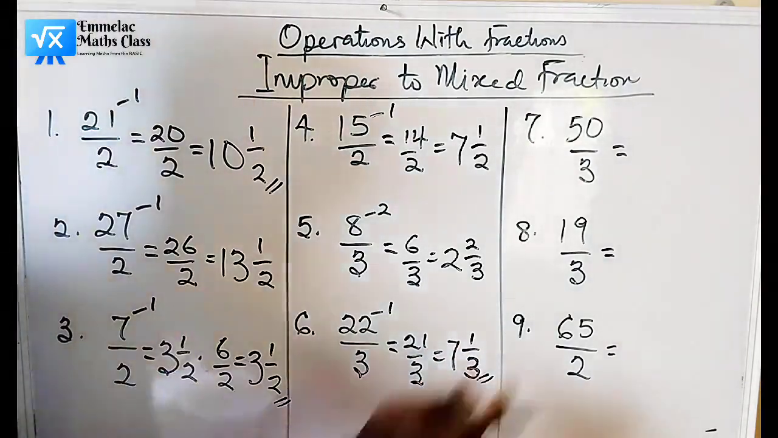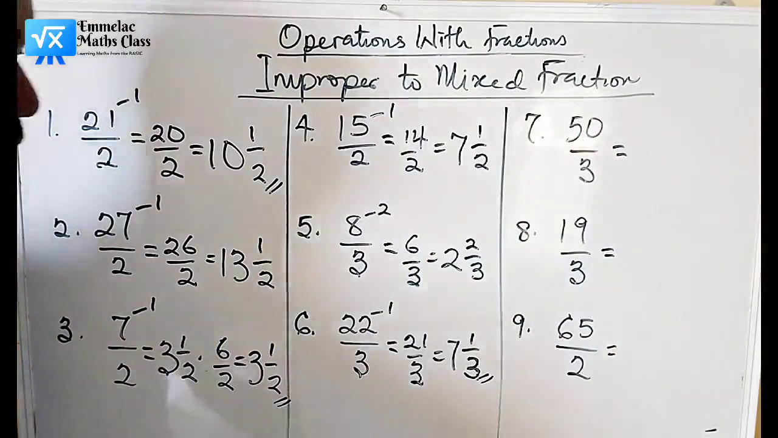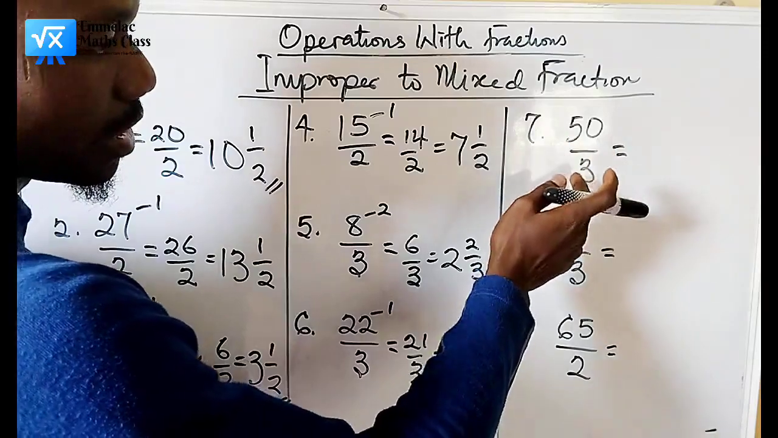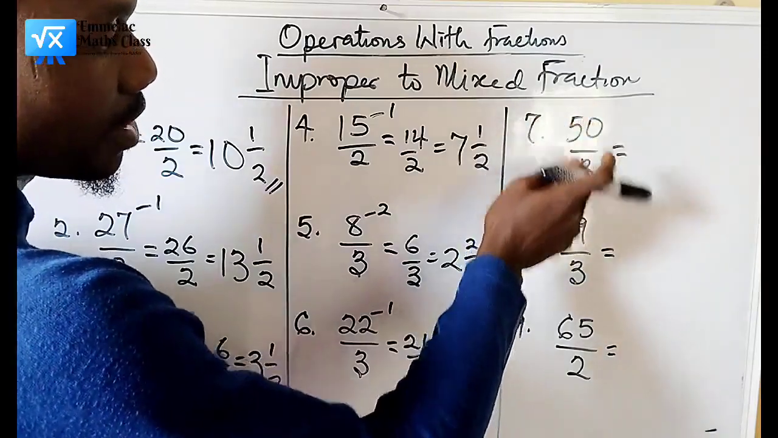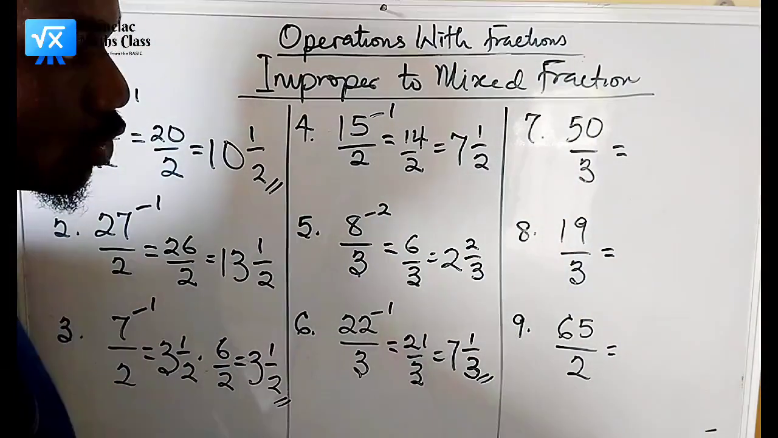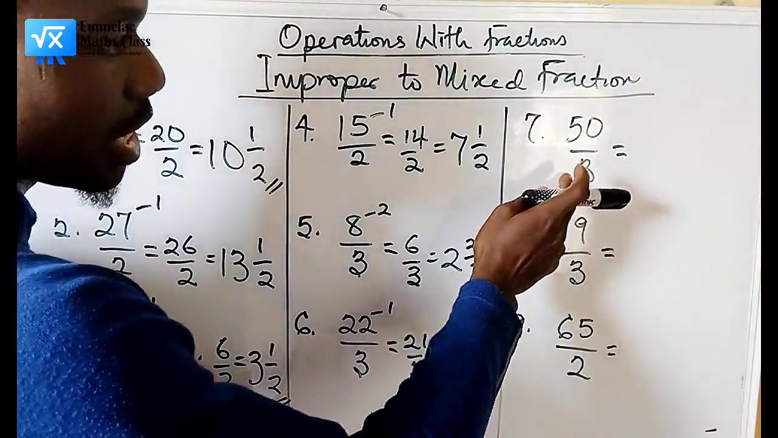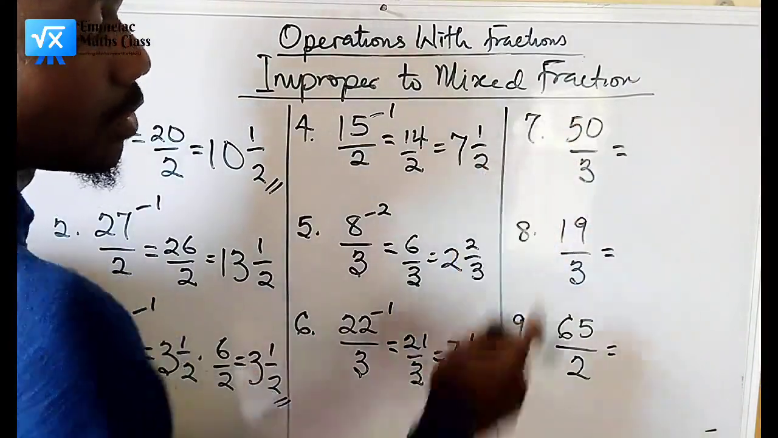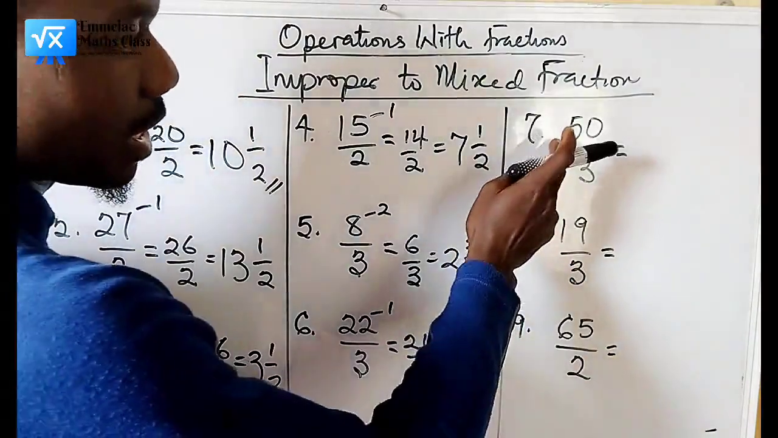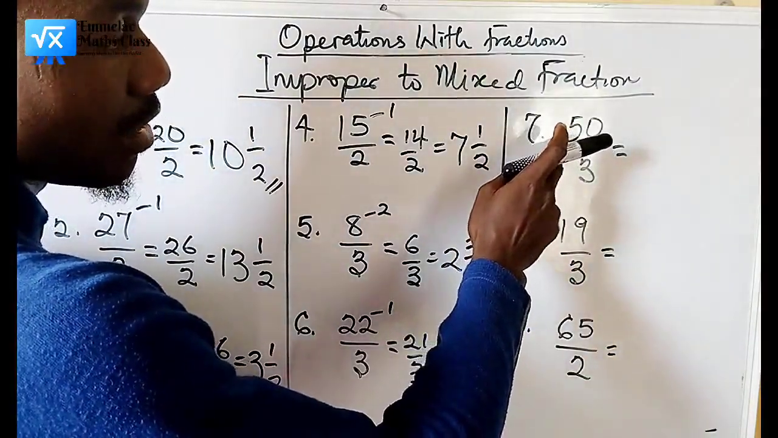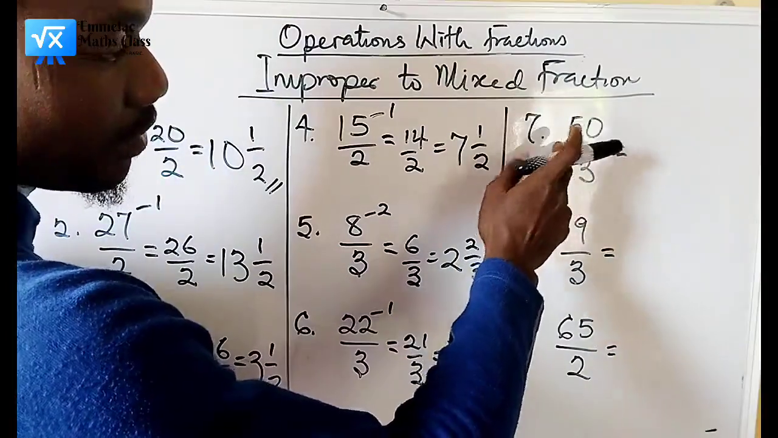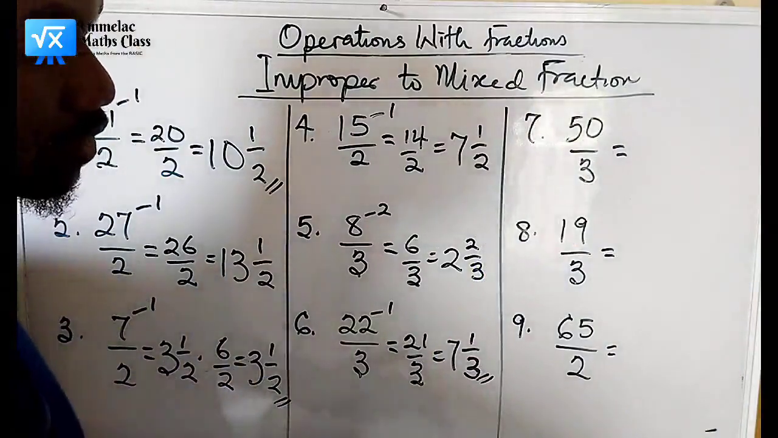All right, this is 50 over 3. Now we need to ask ourselves a question. 50 cannot be divisible by 3. So what next do we do? We'll now move to the next prime number, and the next prime number here is 47, which is also not divisible by 3.